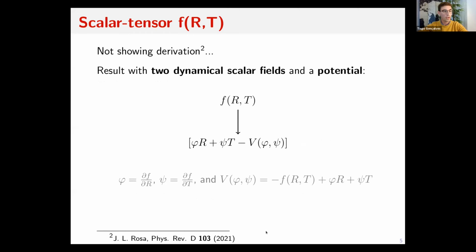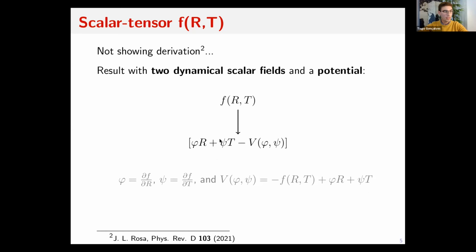And this was work only done this year. I'm not showing here the derivation that João Luiz Rosa has published. I just go straight to the final formulation of the theory, which has an action where the F of RT general function is replaced with this expression. So we have the two scalar fields, phi defined as the derivative of F with respect to R, psi the same thing with respect to T, and an interaction potential, which is defined in a way such that we just recover the geometrical representation once again.